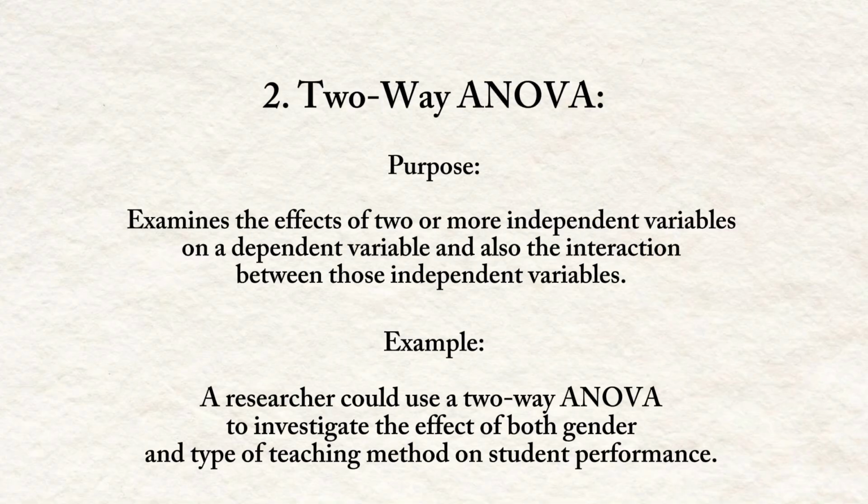Second, two-way ANOVA. Two-way ANOVA is used to examine the effects of two or more independent variables on a dependent variable, and also the interaction between those independent variables.